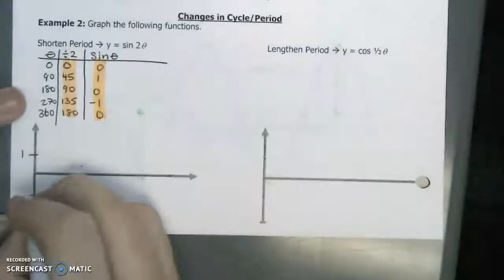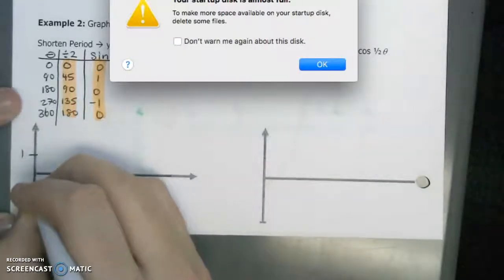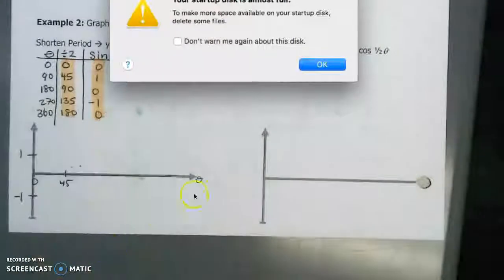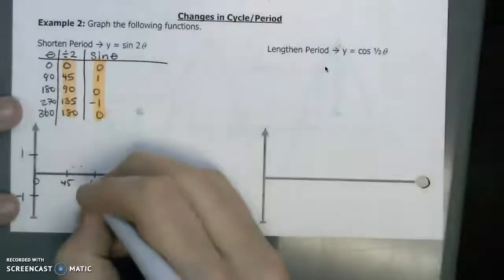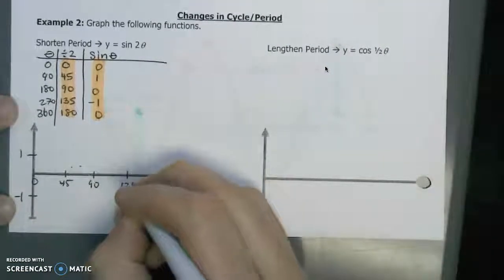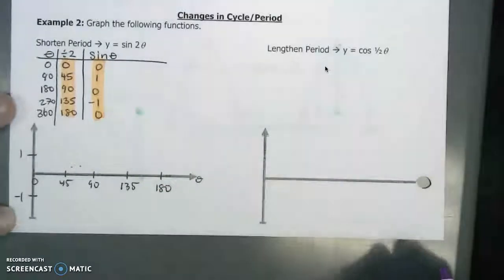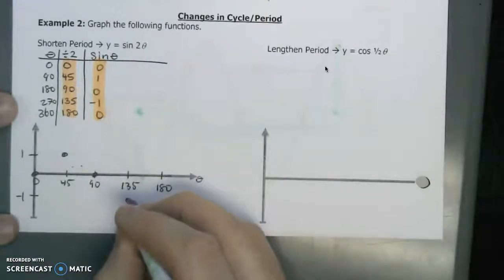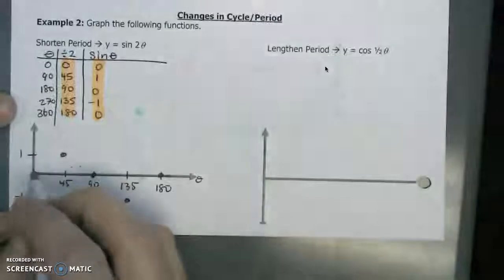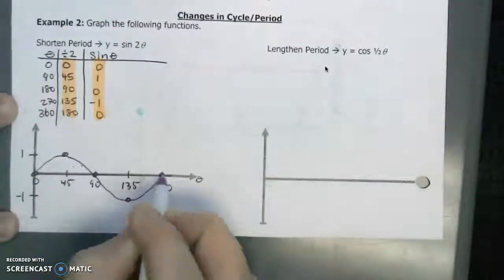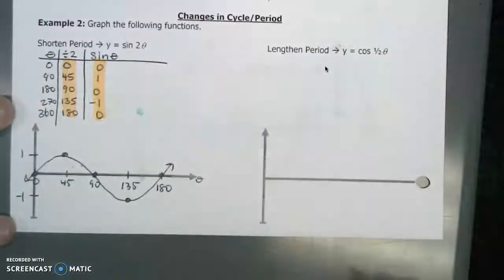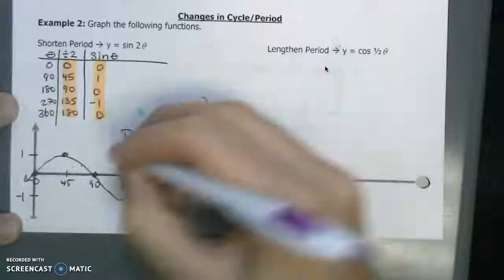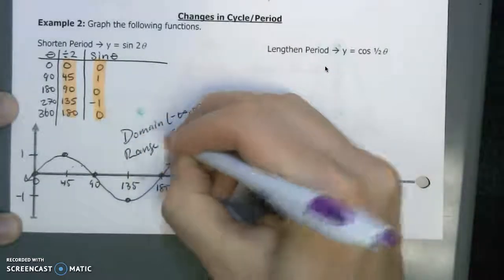We're going up 1 on the y, down 1 on the y. We've got x values, or theta values, of 0, 45, 90, 135, and 180. And then you plot your points: 0, 0; 45, 1; 90, 0; 135, negative 1; 180, 0. Connect these with a smooth curve. And there's your graph. Domain, negative infinity to infinity. Range is negative 1 to 1.